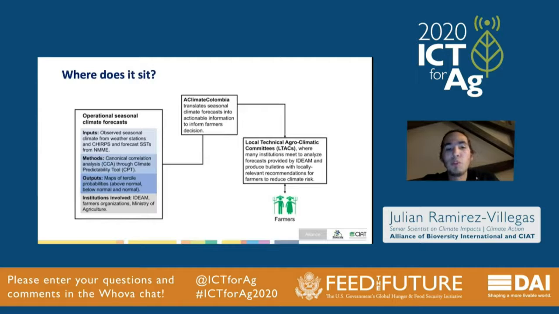This platform is quite important because we need to embed it into a local context. So for us to develop a platform and just make it publicly available is not enough. We need to understand what is happening in the institutions and how information is flowing all the way to farmers, so that we position whatever platform we develop, in this case this forecast platform, right, filling a gap which exists. So in this case, we positioned it between the operational seasonal climate forecasts, which are developed by the Met Agency of Colombia, and what are called the local technical agroclimatic committees, which are spaces of decision making which have been created in Colombia and now are scaled out in other parts of Latin America.